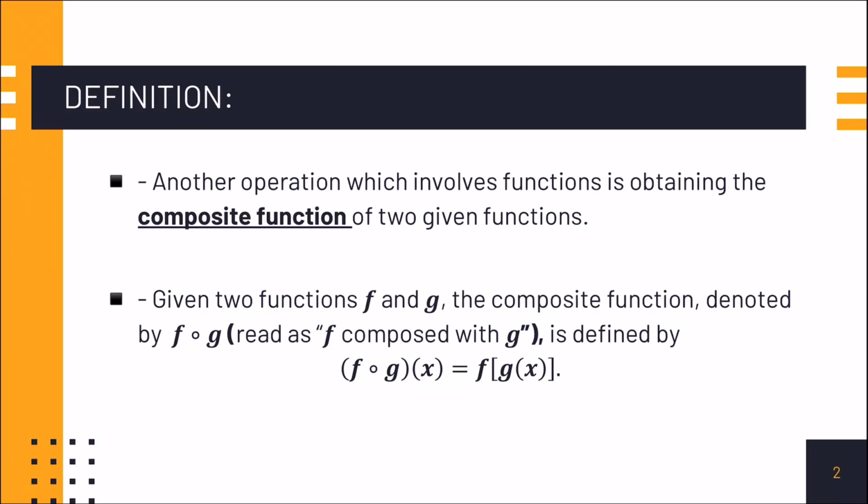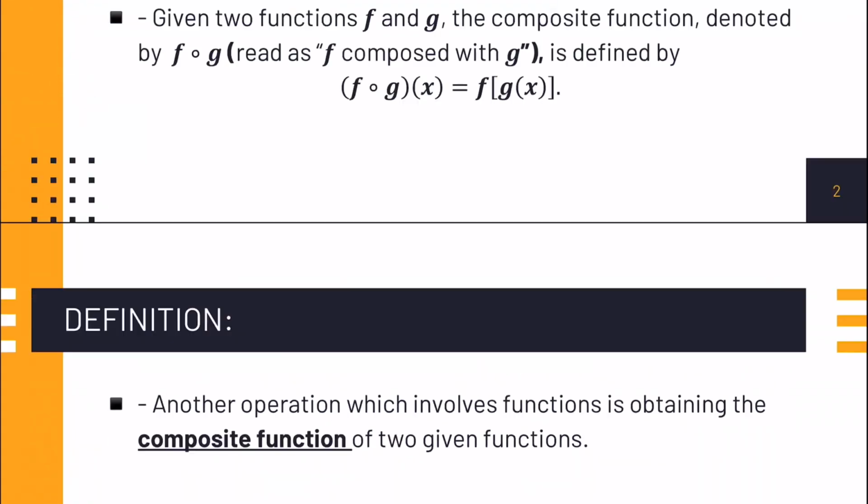Another operation which involves functions is obtaining the composite functions of two given functions. Given two functions f and g, the composite function denoted by this symbol, read as f composed with g, is defined by f circle g of x is equal to f of g of x. To further understand that, let us have examples.